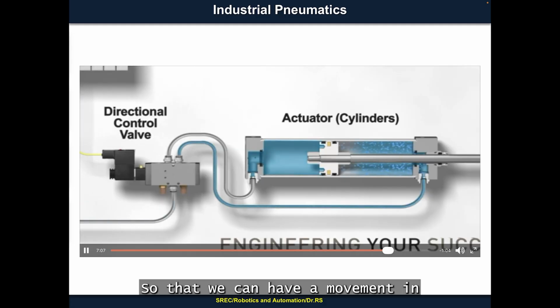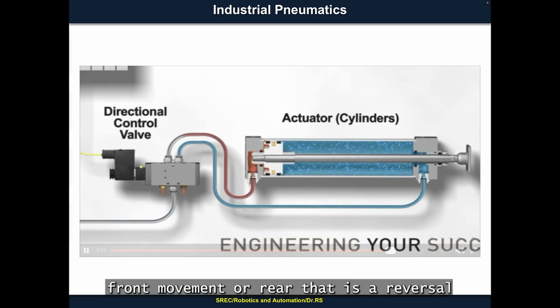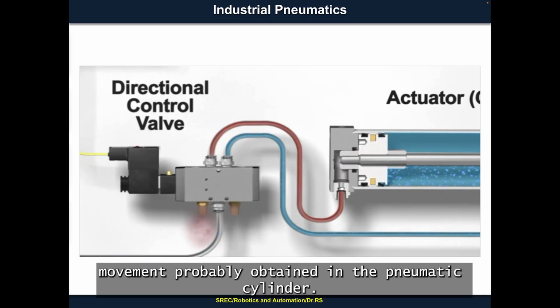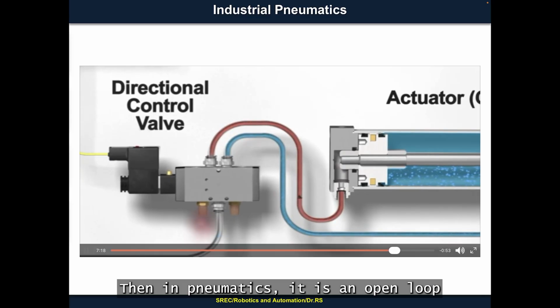So we can have a movement in the cylinder like this. This motion is typically referred to as retracting. So for this actuator we can have a front movement, or a rear movement to retract. The air that is already filling the cylinder needs to go somewhere, which is commonly referred to as exhausting. Then in pneumatics, it is an open loop system.